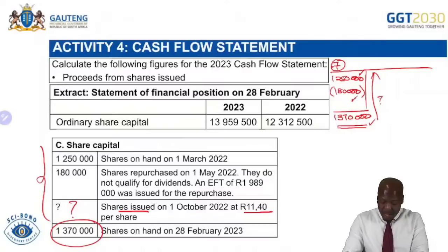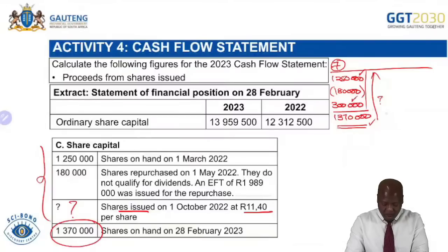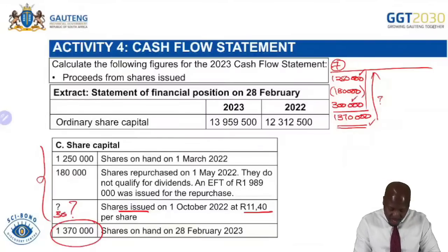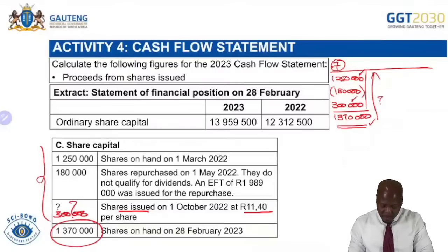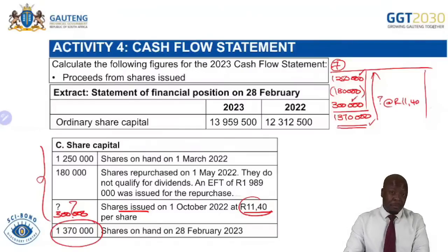Can I say that again? It's 1,370,000 plus 180,000 minus 1,250,000. That is how you end up now with the answer. How much is that going to be? 300,000. So we have issued 300,000 shares. Now we know this one. We issued 300,000 shares, and we know that we issued them at a price of 11 Rand 40. How much are we going to receive from the issue of shares?